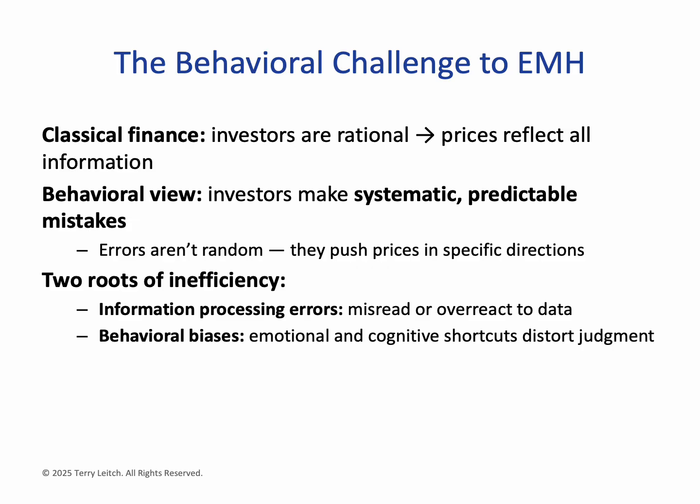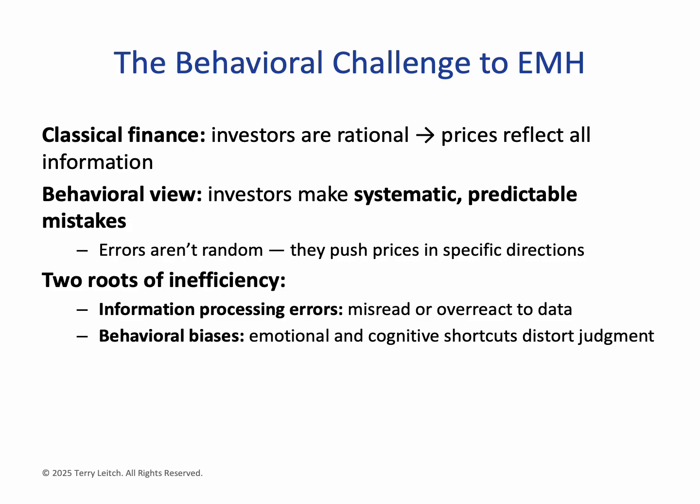Errors aren't random, they push prices in specific directions. Okay, we did see an example of that. We saw after a big earnings move or a big news announcement, the big ones that moved down tended to keep going down, and the ones that went up kept going up. We'll get into why that happens.